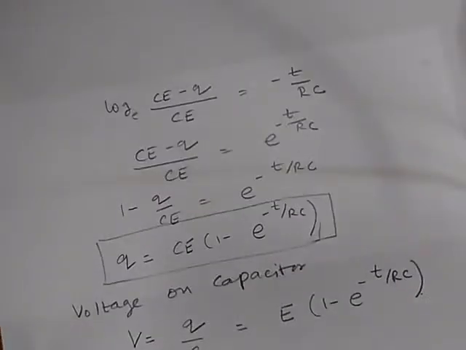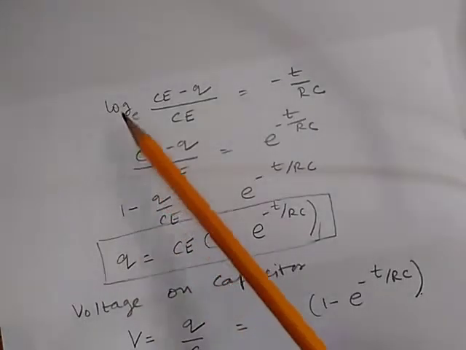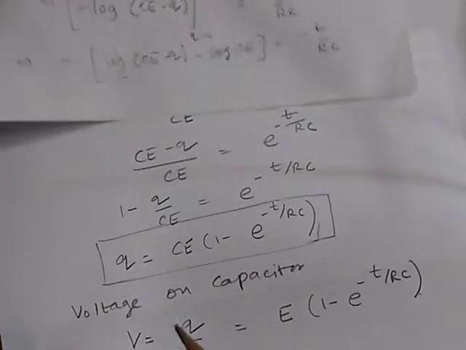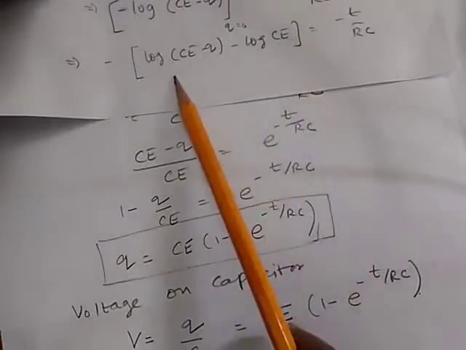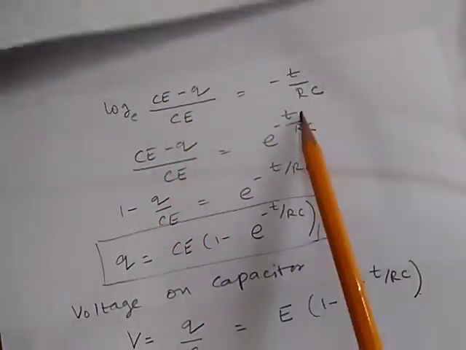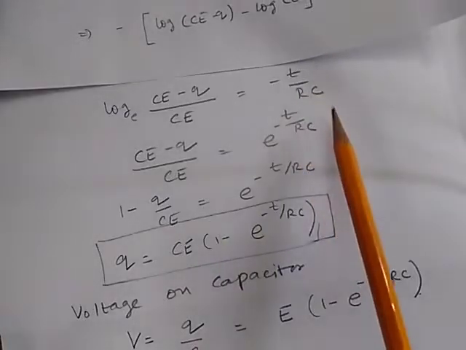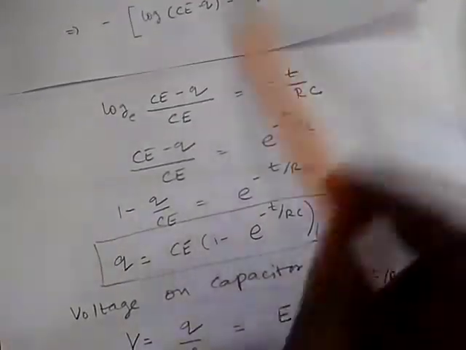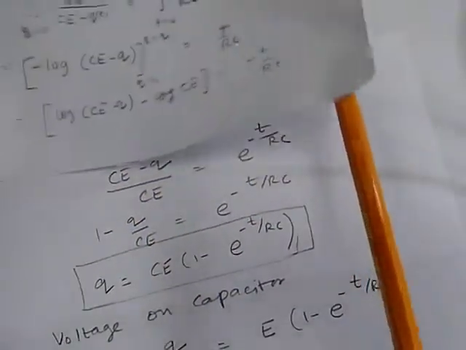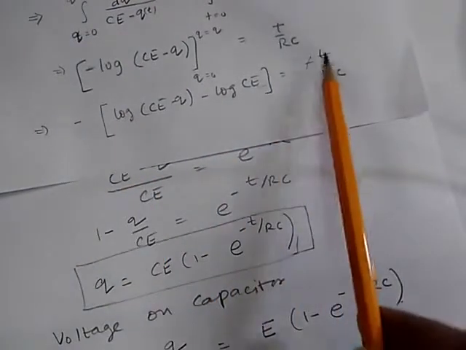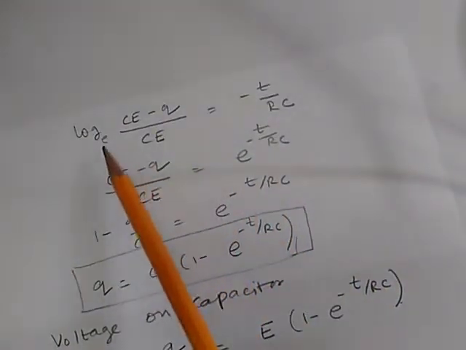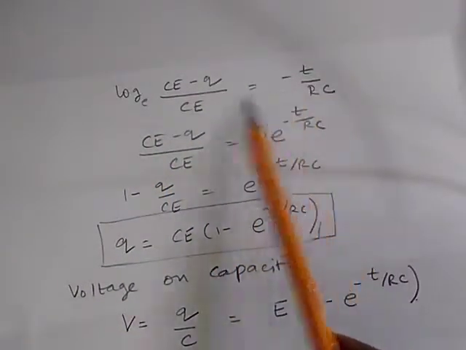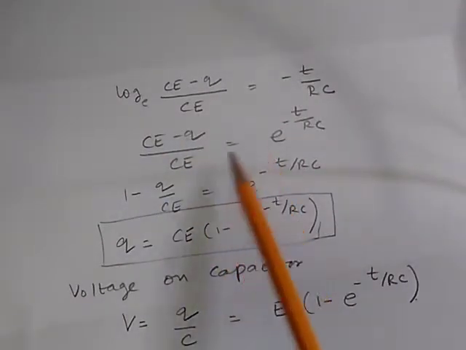Now log a minus log b is log a by b, so we have log (CE minus q) divided by log CE, and the minus term comes here, becomes minus t by RC. This should be plus here, so this minus term comes here, becomes minus t by RC. This logarithm is the natural log, so we have e to the power minus t by RC is equal to (CE minus q) divided by CE.